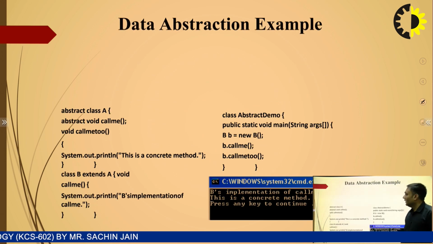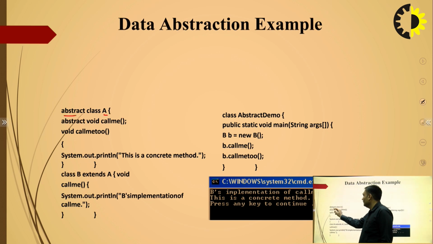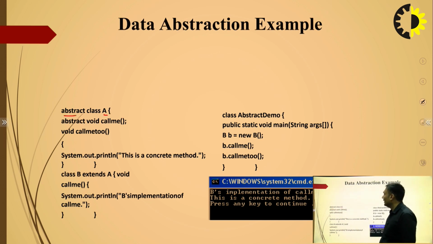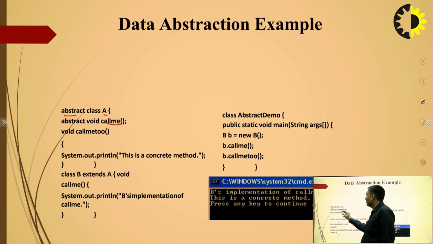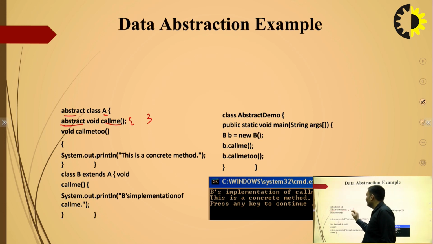So let's see an example of abstraction. I'm defining a class A as an abstract class, so I use the keyword abstract here, and I'm defining a method whose name is callMe, and this method is also an abstract method. Right, there is no definition inside this class because this method is abstract. The abstract method doesn't have a definition. So where will we define its definition? In a class that will extend this class. Inside that class, we will define callMe.